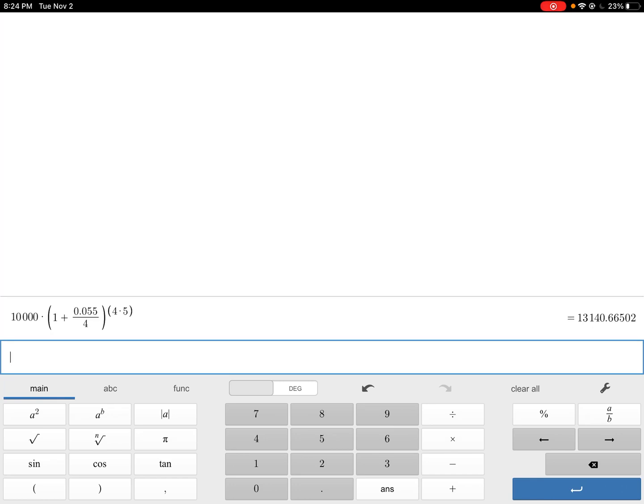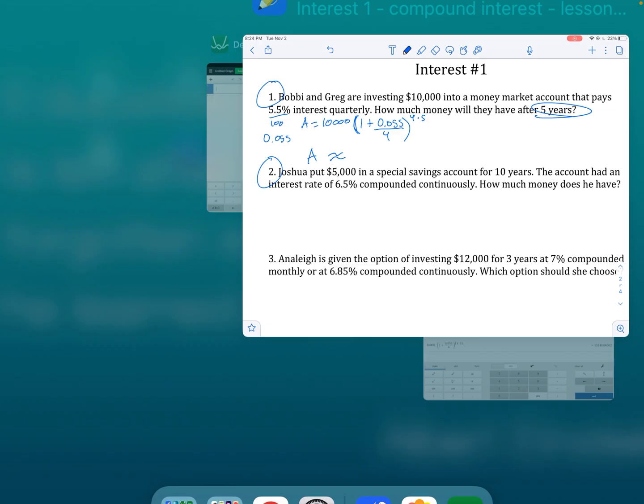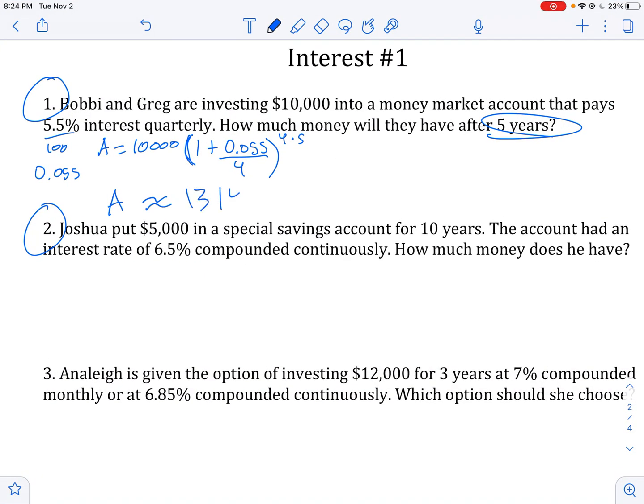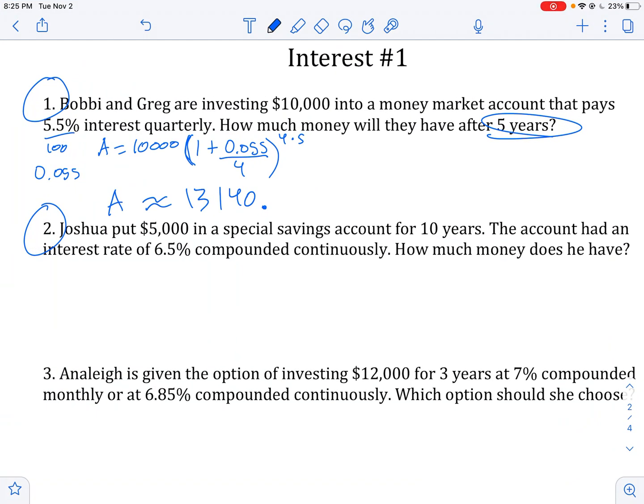Excellent. And then you can push enter, and it gives you on the right side here our number of 13,140.66502. So I'm going to come over here to my assignment, and that is going to be a rounded thing. Okay, I need to look at it again. 13,140.66502. The 665 is rounded 0.67. And since this is money, we're just going to round to the second decimal place. And ta-da, we did it. We found out how much money.